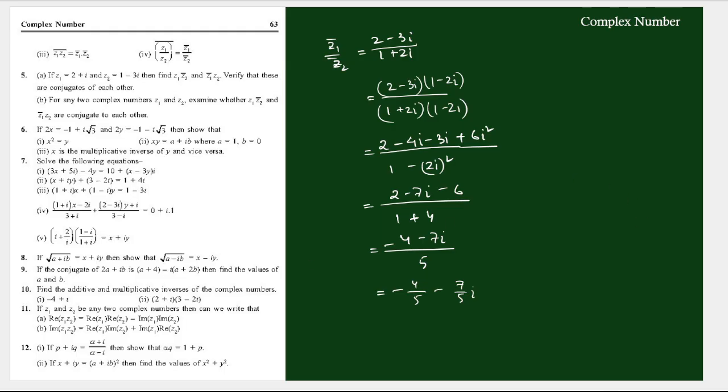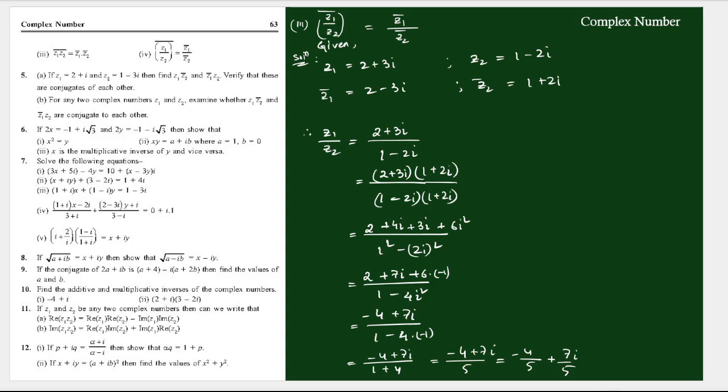Okay. What did we find here? Oh, we only found this one. Now we need to find its conjugate. So therefore, z1 by z2 conjugate will be this one. Minus 4 by 5. Here is plus, it will be minus 7i by 5.